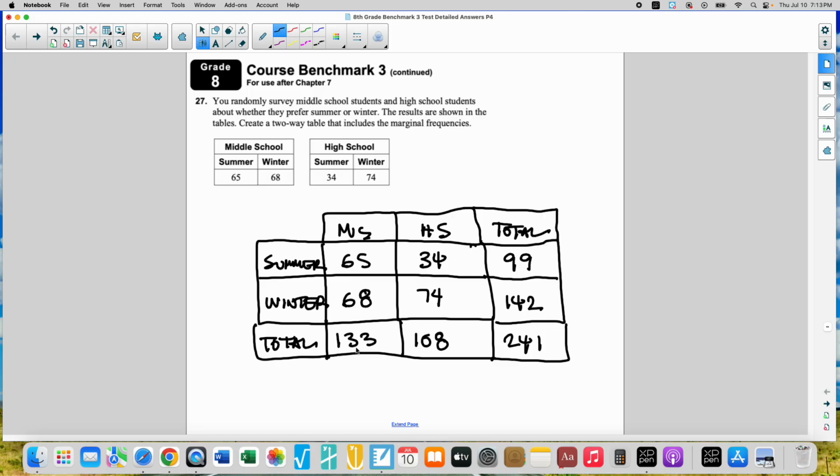So we get to see how many middle school students, how many high school students, and the total, and then we get to see how many liked summer and how many liked winter. And so the majority of them liked winter. Okay, that would be a two-way table.